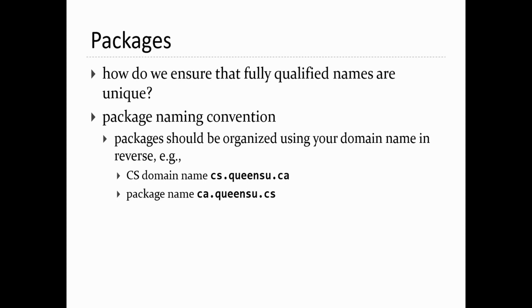If the computing science department were to release a bunch of Java classes, then they're supposed to release them in the package ca.queensu.cs. Just reverse the domain name. So if you look at the source code for the course, you'll see that all of the packages for CISC124 are in ca.queensu.cs something.